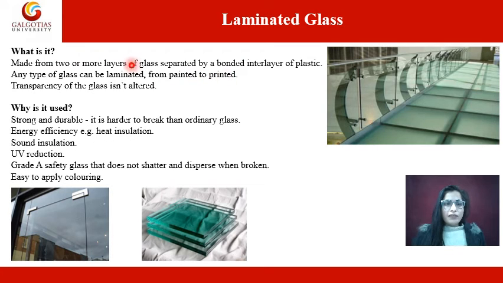Next type is laminated glass. Basically, it is made from two or more layers of glass separated by a bonded interlayer of plastic. Any type of glass can be laminated, from painted to printed, but the transparency of the glass is not altered.